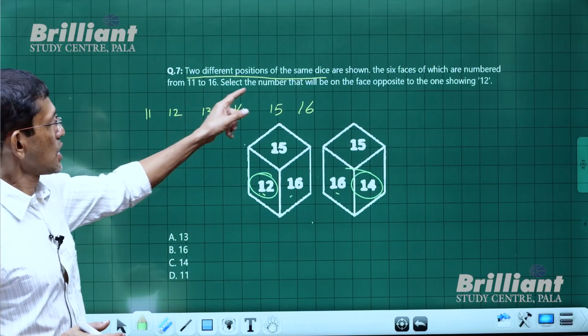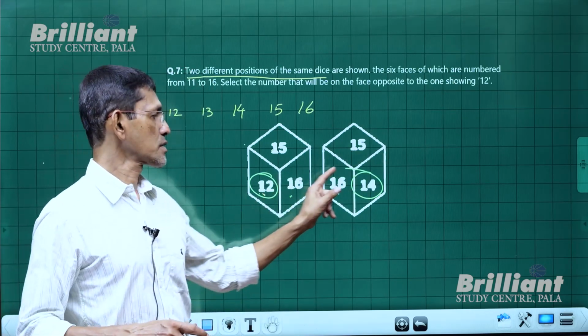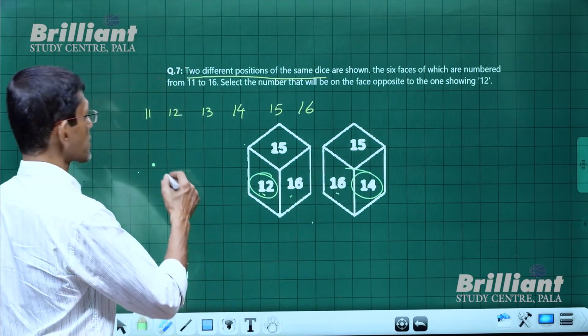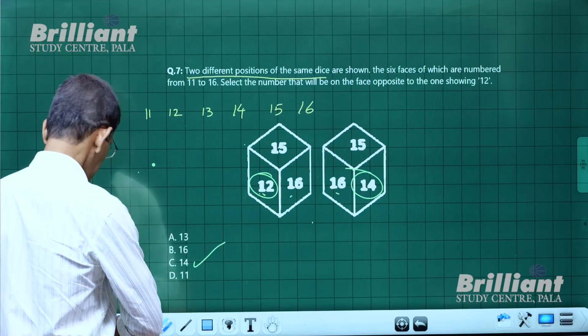So what is the question? Which face is opposite to the one showing 12? The one showing 12 is what? 14. So the answer is 14 right here. So the answer choice is 14. All right, next one.